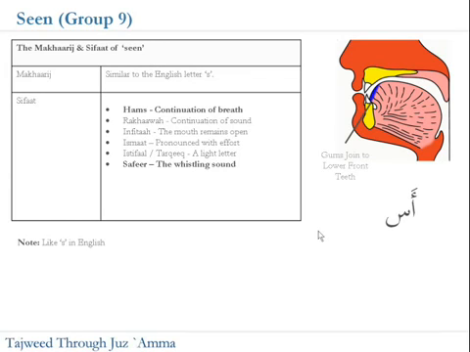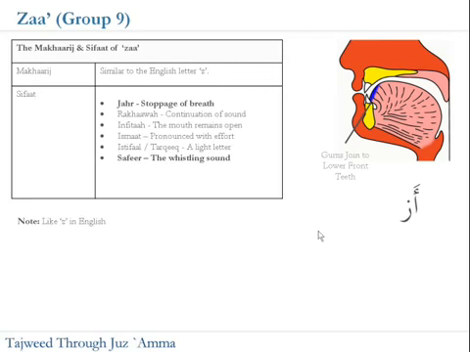Now we're moving down a bit, so the tip of the tongue touching where the gums meet the bottom of the bottom incisors, and this is the sin, which is a bit like the English S. Okay, there's a continuation of breath, and this has what we call a whistling sound. So here we say as, as. So there's a sort of whistling sound at the end, and voweled it be sa, si, su. Okay, so that's quite straightforward.